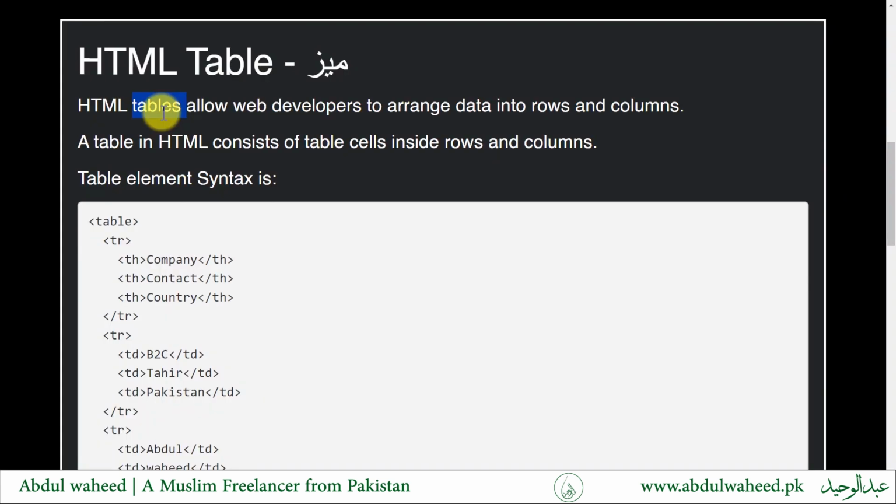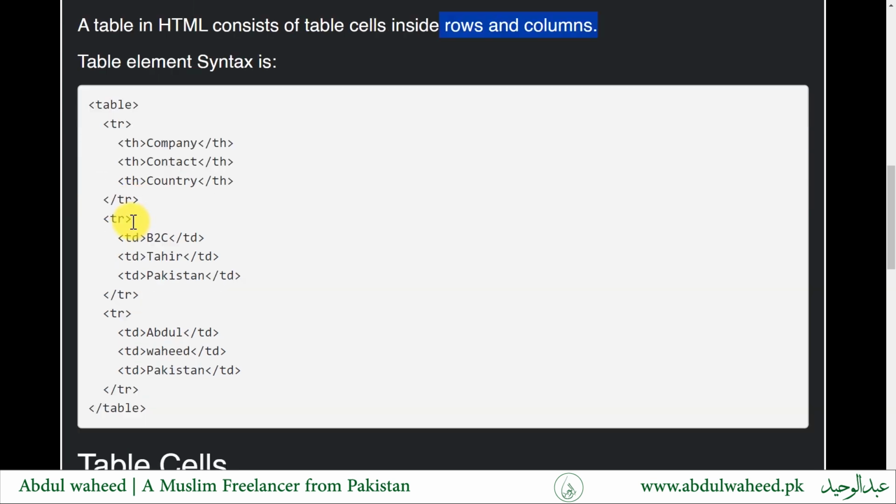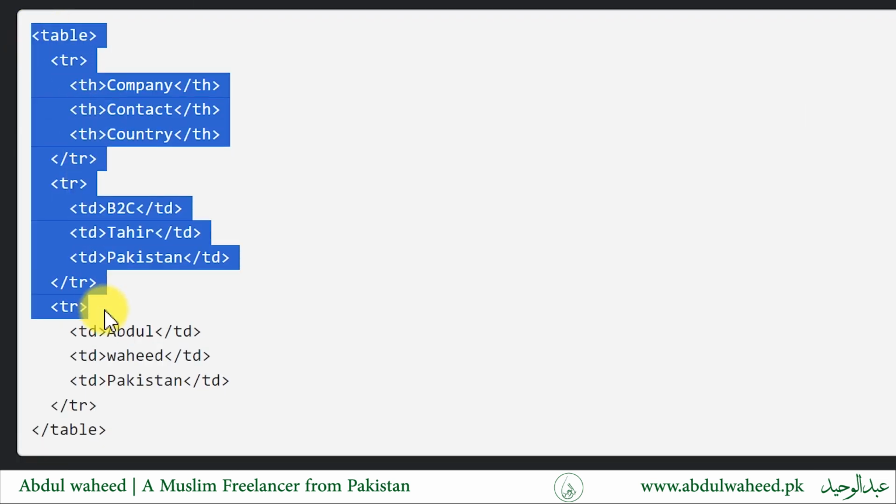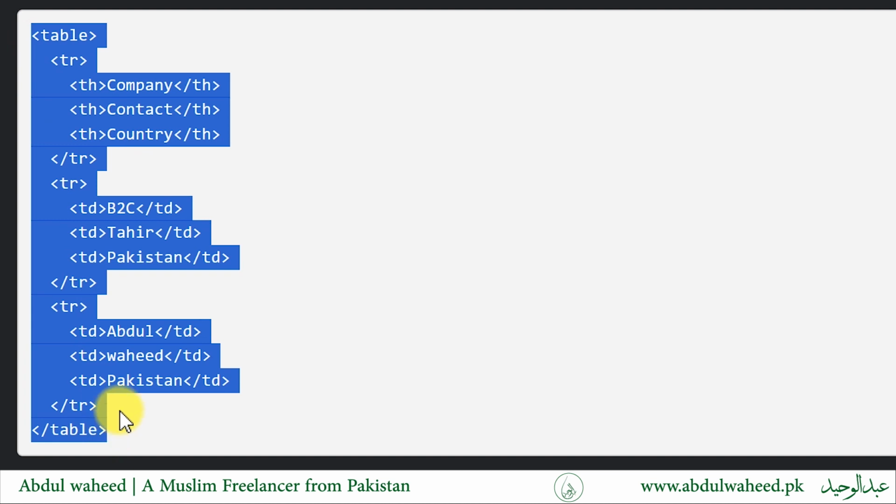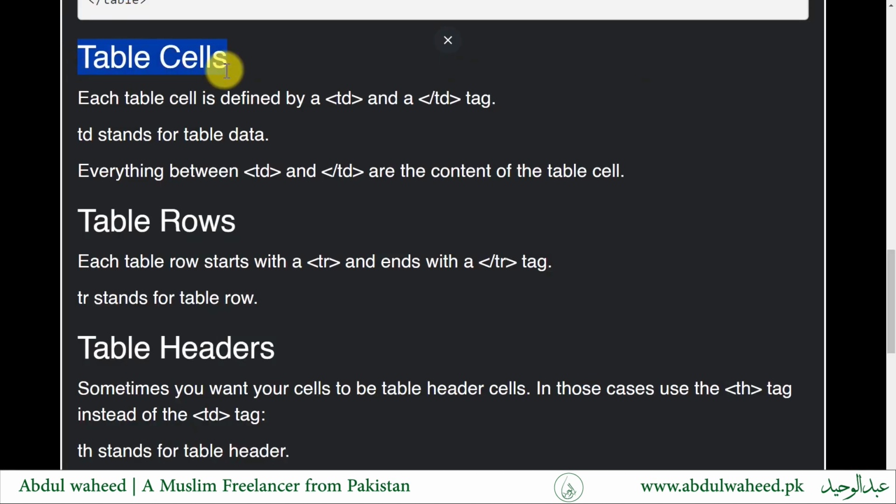HTML tables allow web developers to arrange data into rows and columns. A table in HTML consists of table cells inside rows and columns. Table element syntax is table cells. Each table cell is defined by a TD and an end TD tag. TD stands for table data. TR stands for table row.